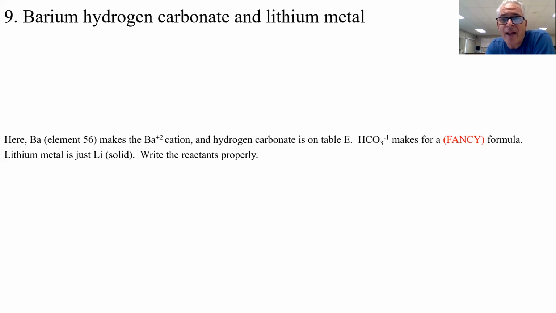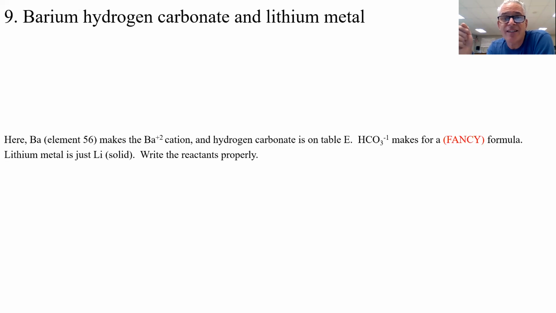Barium hydrogen carbonate. That's a mouthful. Barium hydrogen carbonate and lithium metal. Now, barium is element 56, and if you put your finger in the box, element number 56 makes a +2 ion. Hydrogen carbonate, that's a huge name. That's on table E. HCO3 is a -1 ion. So it's going to make a fancy formula. See that fancy with the parentheses?